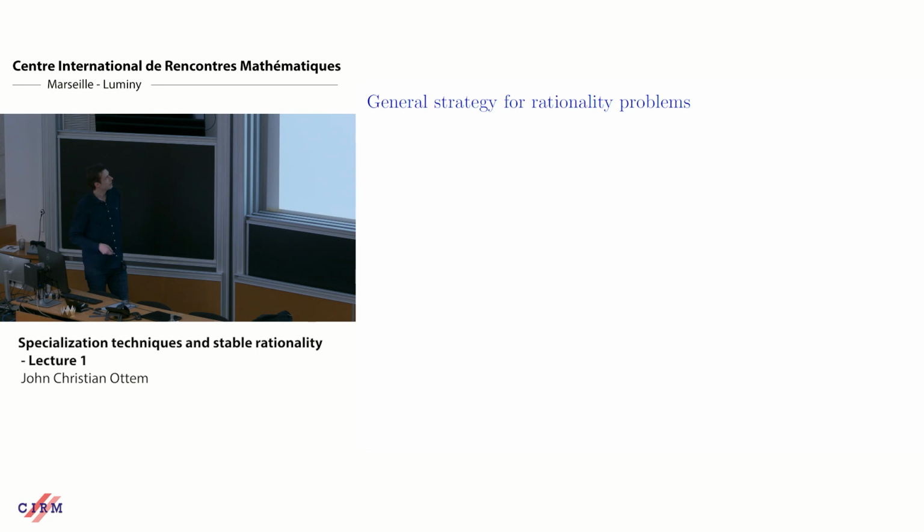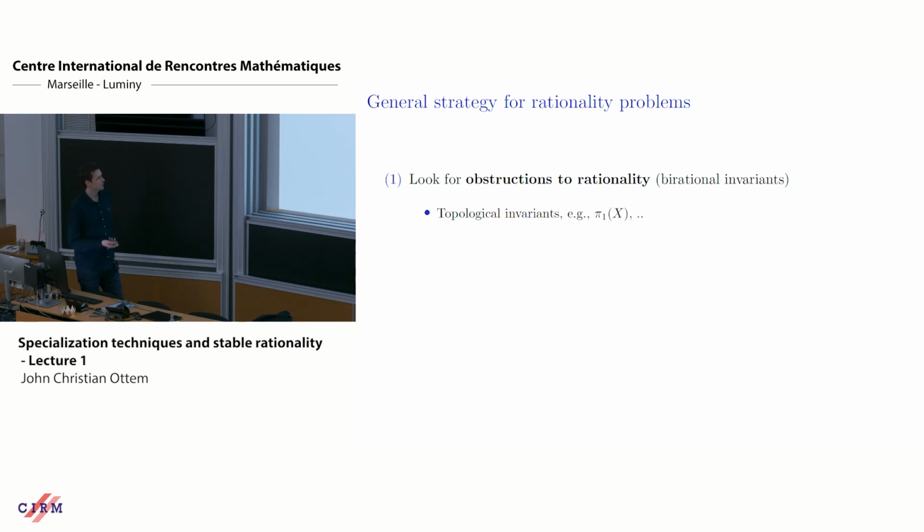Maybe before we start, let me just say a little bit more about this rationality problem. The rationality problem is usually about how to prove that a certain variety is irrational. So you want to find obstructions to being rational, or birational invariants, and there are a few very basic ones, like topological invariants. Rational varieties are simply connected, so an elliptic curve is not rational over the complex numbers.